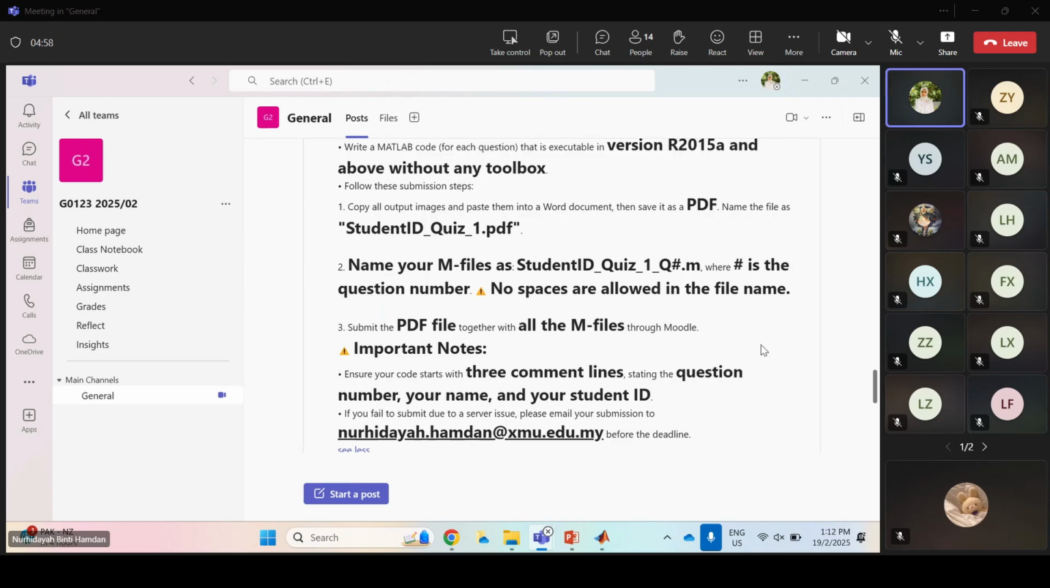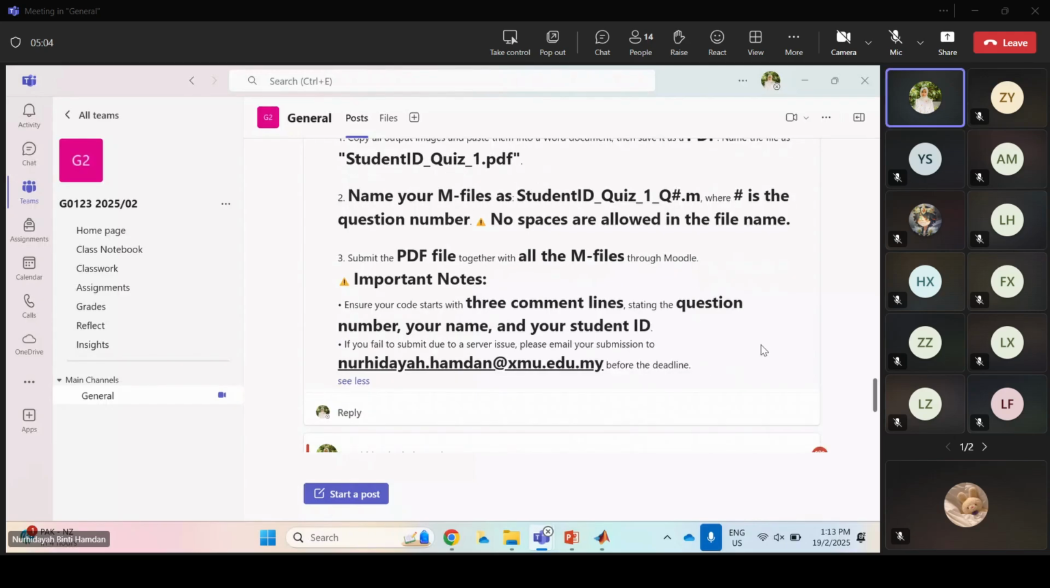I saw that there are only two questions for quiz one, which means that Q1 and Q2. Submit the PDF file together with all the M files by Moodle. Make sure every M file code starts with 3 comment lines stating the question number. So you put the comment, question number, comment again, your name, Lana, and my ID.